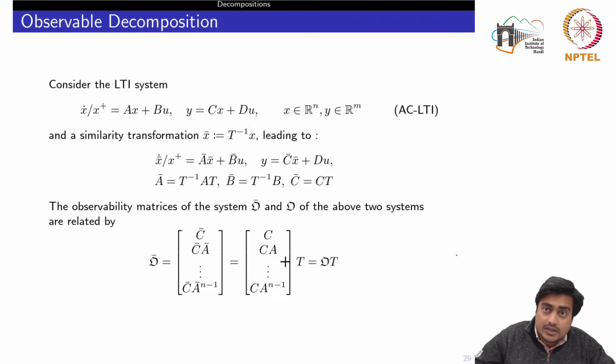If you recall, controllability is invariant under any similarity transformation, and similarly it holds for observability. So O bar is related to O times T, where T is a similarity transformation matrix, so it is full rank. If my LTI system is observable, meaning the rank of this observability matrix is n, then post multiplying with a non-singular matrix would not change the rank of O bar. So it is invariant under any similarity transformation.